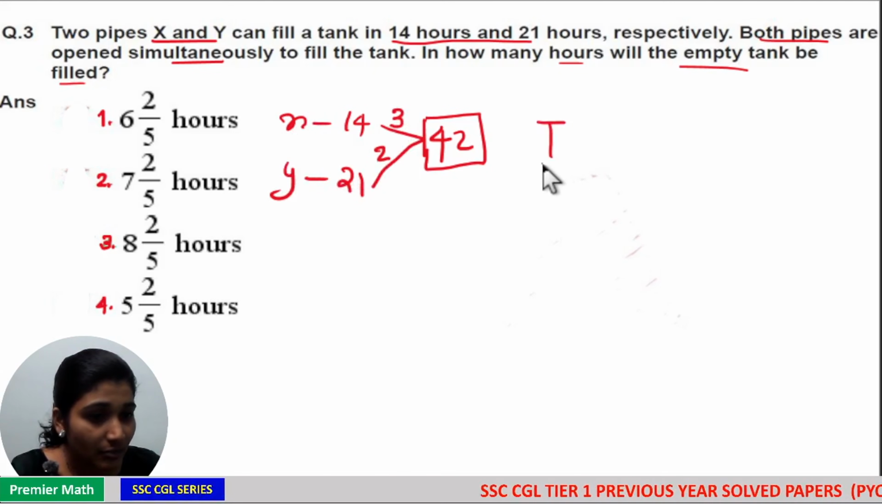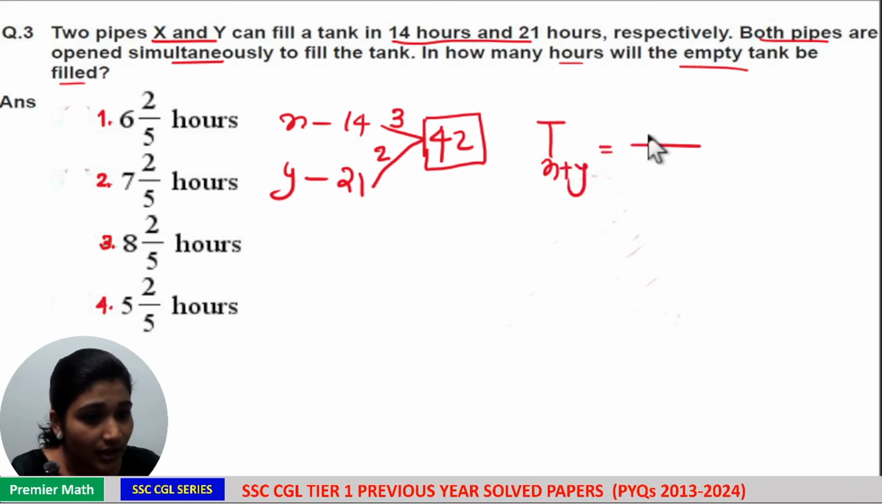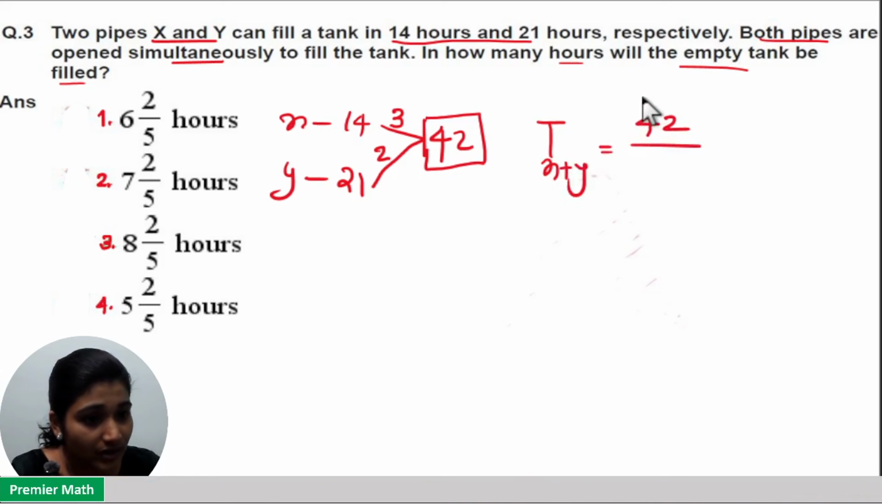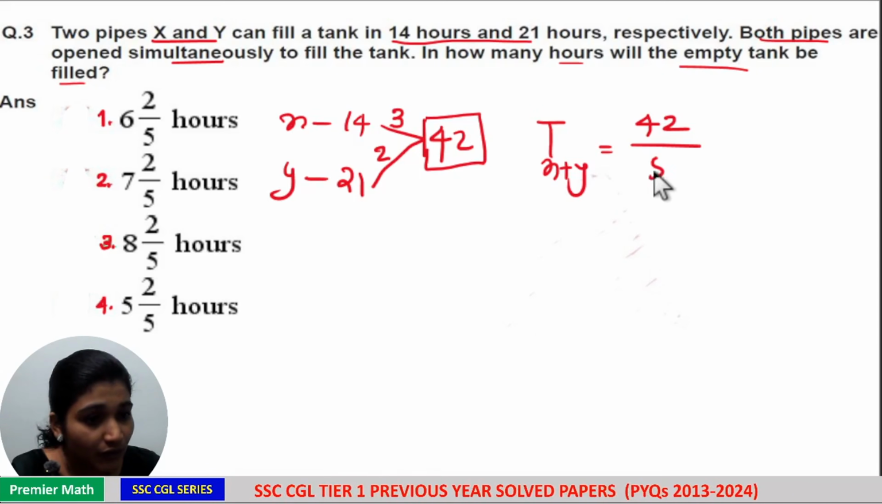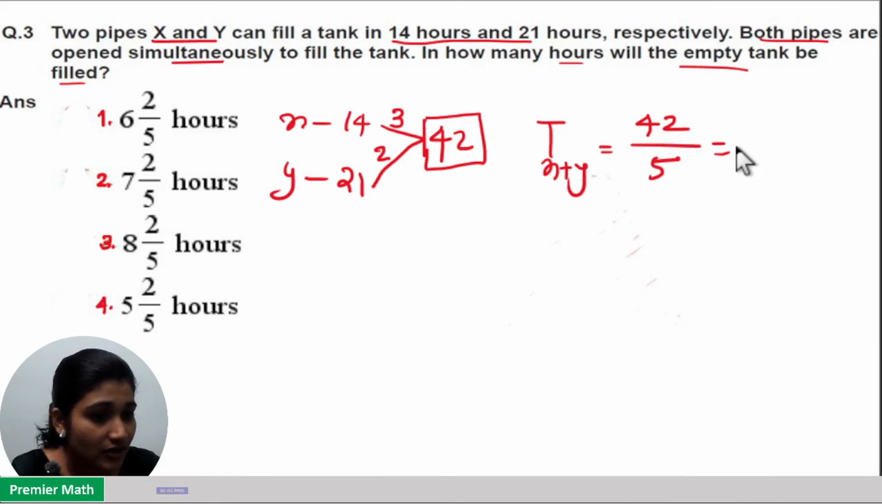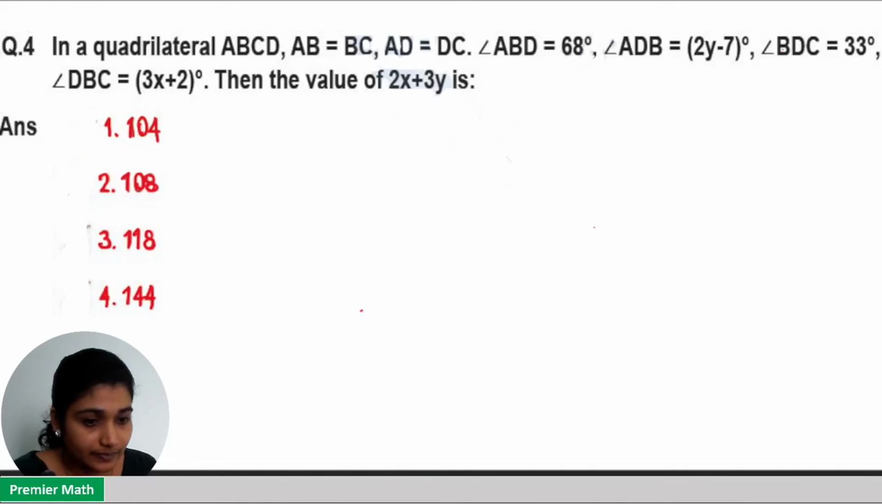Now the time taken by X and Y to fill the tank: here the total work is 42 units, that is, the capacity is 42 units. Now in 1 hour, X fills 3 units and Y fills 2 units. So together they fill 3 plus 2, 5 units in 1 hour. So 42 units will be filled in 42 by 5 hours, which is equal to 8, since 5 eights are 40, and the remaining is 2 by 5. Option 3 is your answer: 8 and 2 by 5 hours.